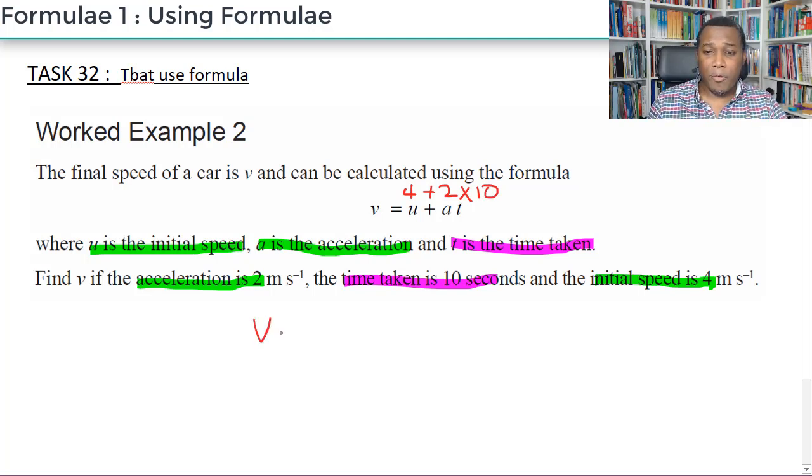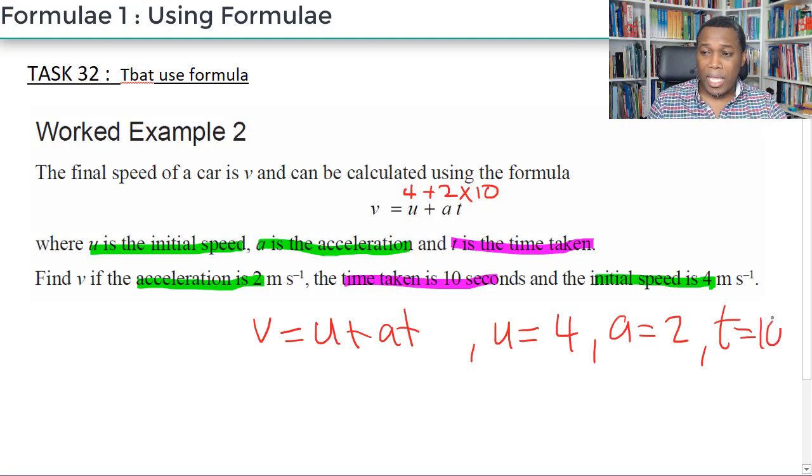So what can I write? V is equal to, and you want to write down the formula. This is what you should have in your book: V is equal to U plus AT. U is equal to 4, A is equal to 2, T is equal to 10. So you want to write down the values you're substituting.